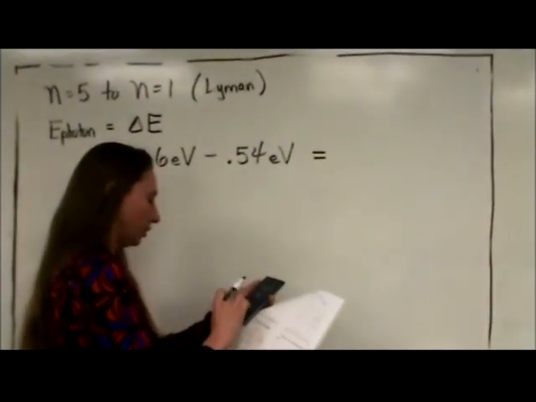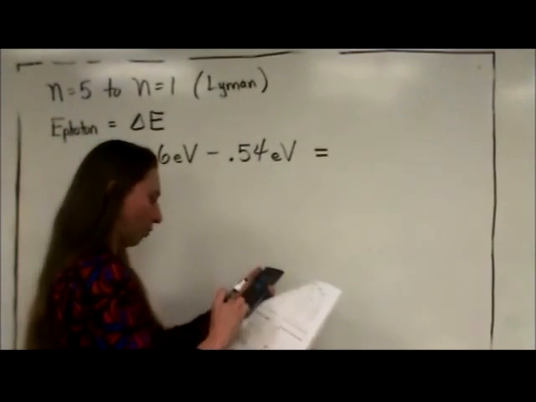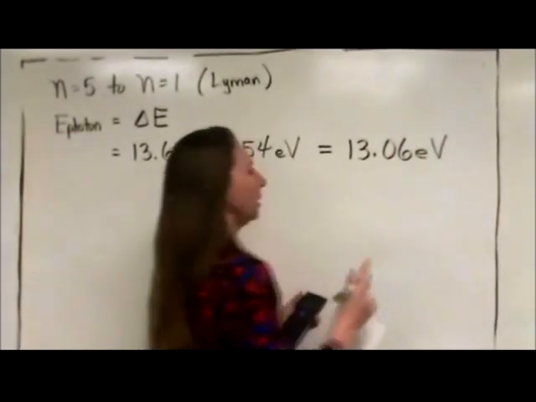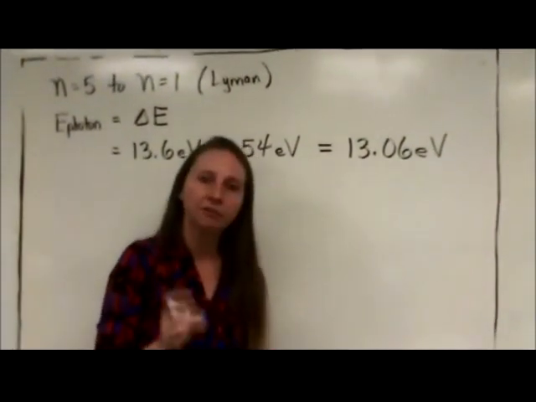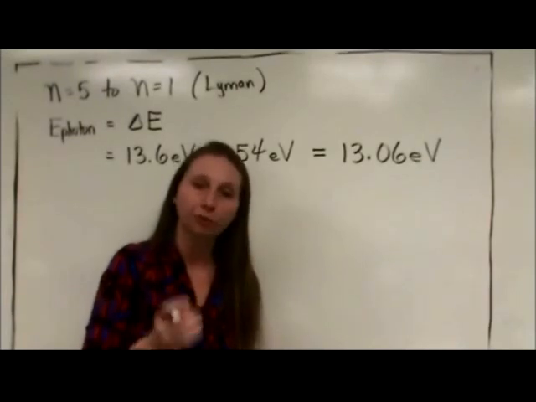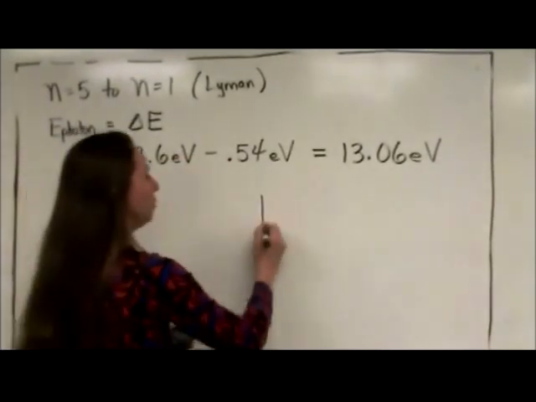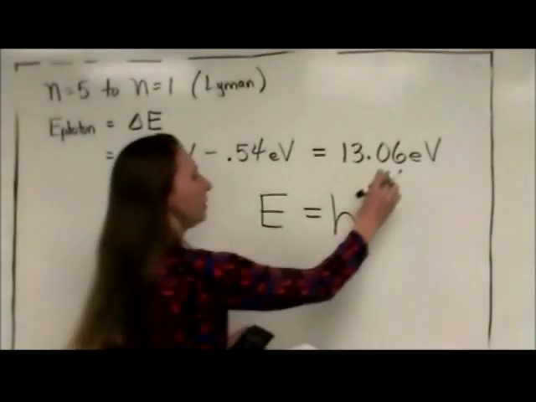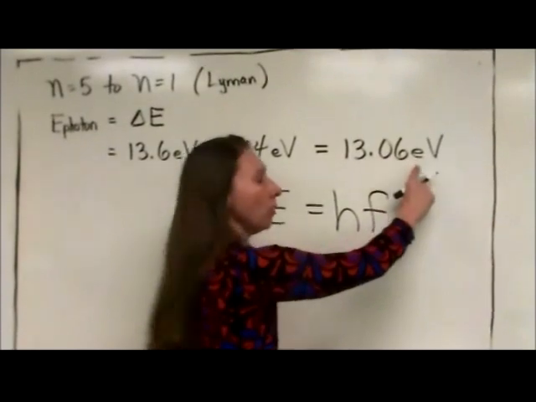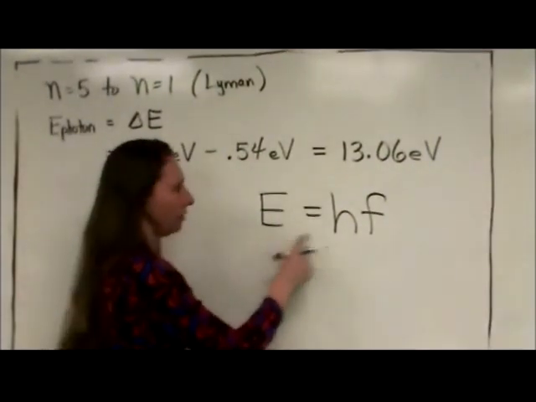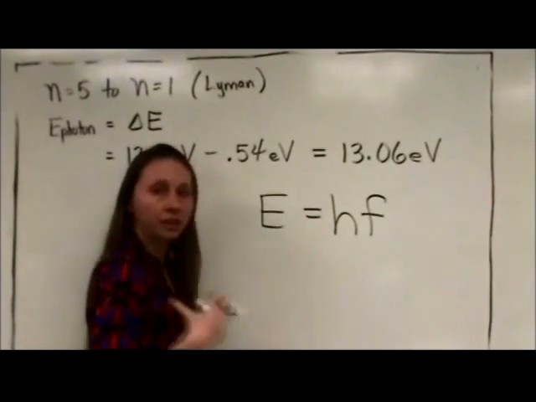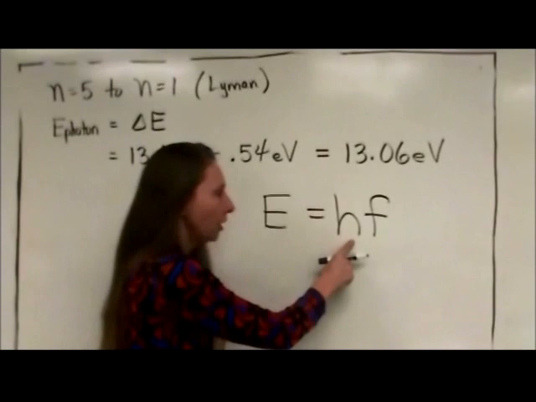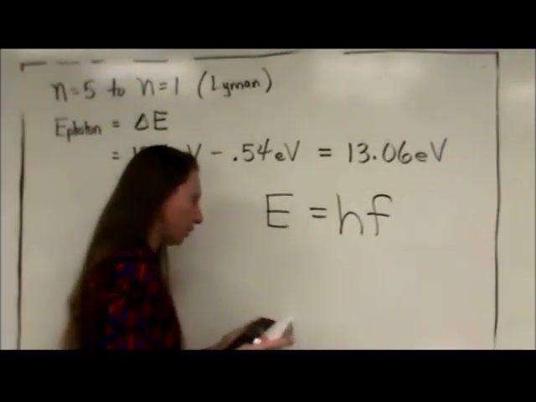What's the difference? 13.6 minus 0.54 is 13.06 electron volts. Now, if you want to identify the light, you have to find its frequency. To find its frequency, you want to use the equation E equals hf. The problem is we have energy in electron volts. If you want to use this equation with the version of Planck's constant that we have on our reference tables, the unit is joule second. So that means the energy has to be in joules.